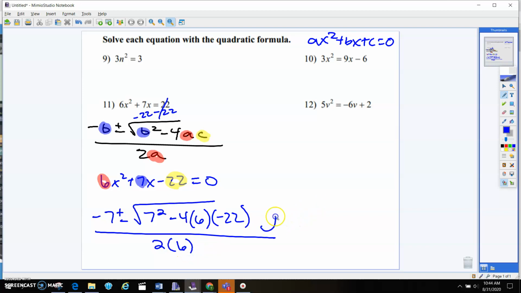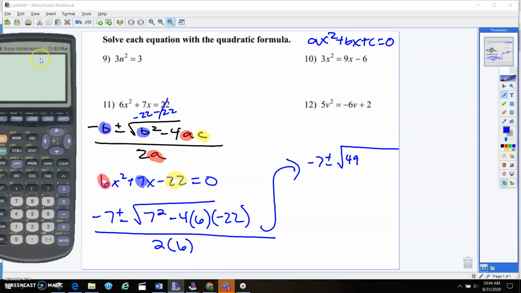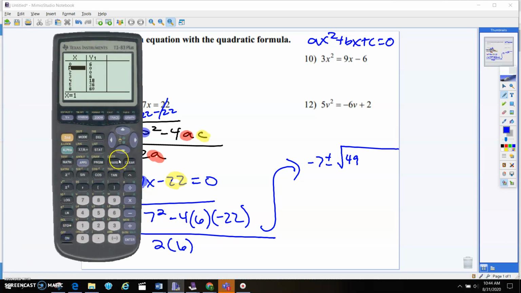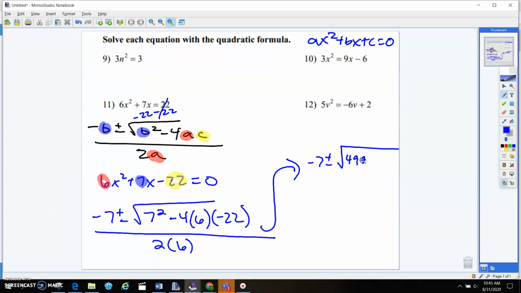Right? So when I simplify this, my outside is already simplified, so I'm going to have that negative 7 plus or minus the square root. 7 squared is going to give me 49. And I'm going to go to my calculator. Alright, so I'm going to have negative 4 times 6 times negative 22, which is going to give me 528. On the bottom, I'm going to have 12.